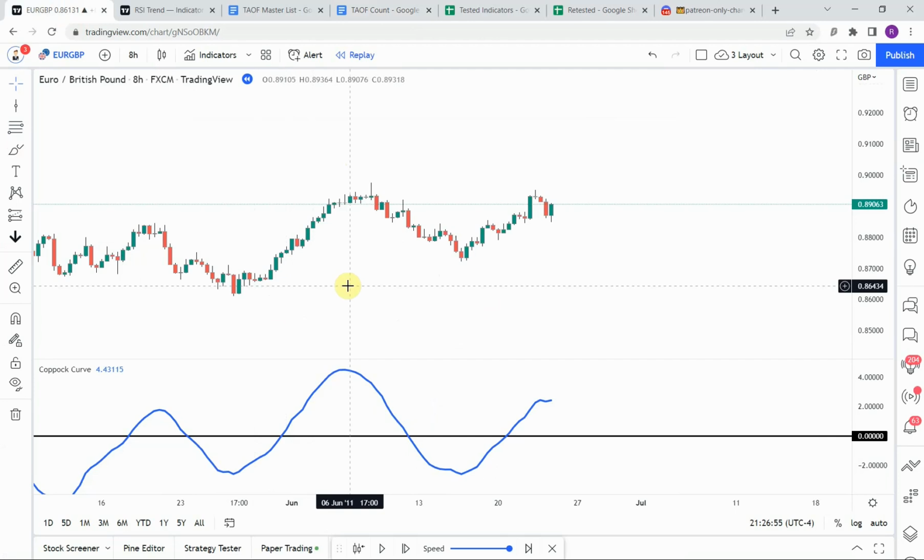Today, we will be looking at an advanced testing of the Coppock curve indicator.